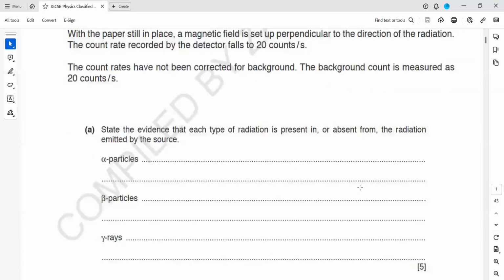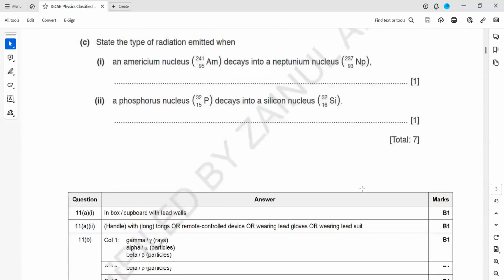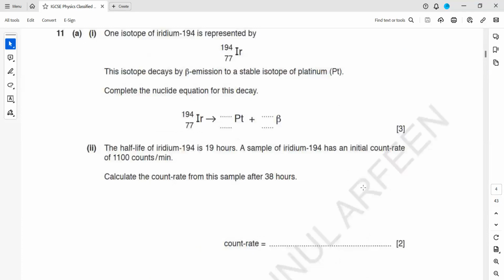So classified questions from atomic physics, we did the first 3 pages. You can annotate on the screen.